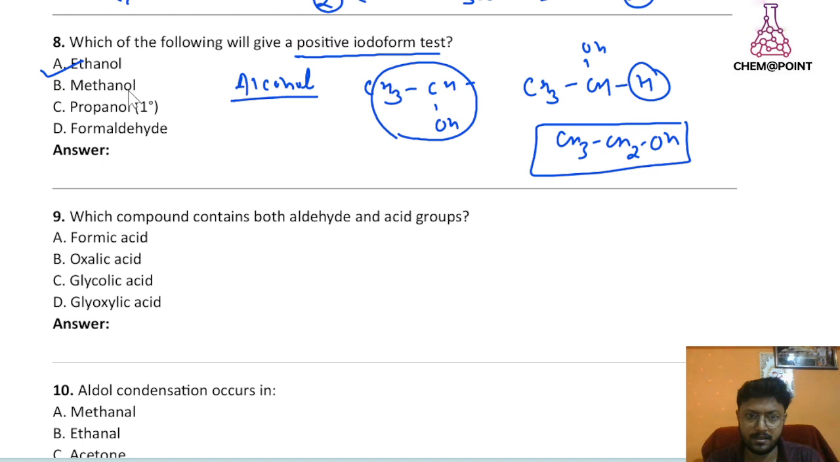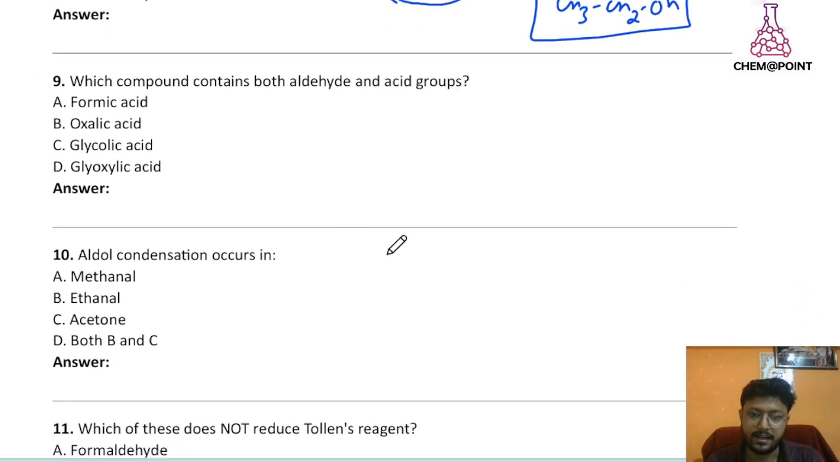Methanol has only one carbon, so it does not show the positive iodoform test. Propanol, no. Formaldehyde, also no. The right answer is ethanol. Make sure you keep that format in mind. It's very important. CH3CHOH. Okay, then question number 9.